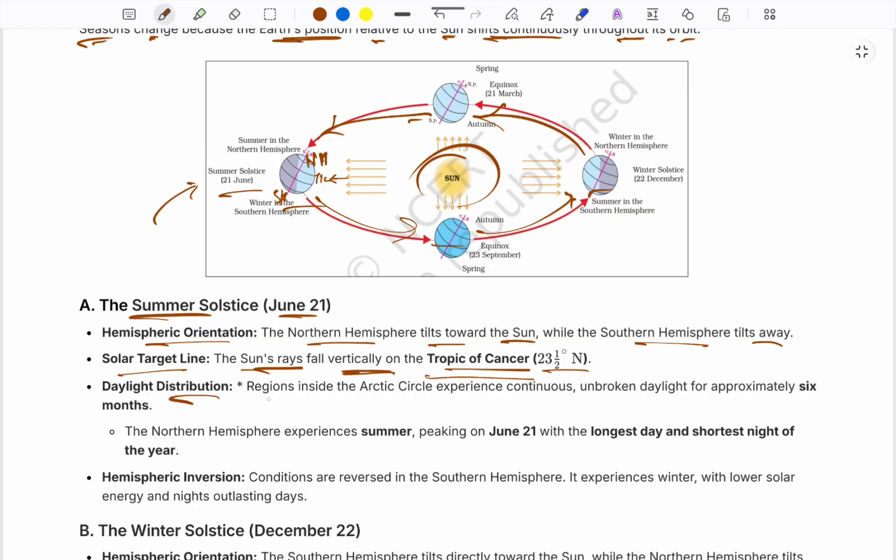Daylight distribution: regions inside the Arctic Circle experience continuous, unbroken daylight for approximately 6 months. There is the Arctic Circle. This region belongs to the Arctic Circle.